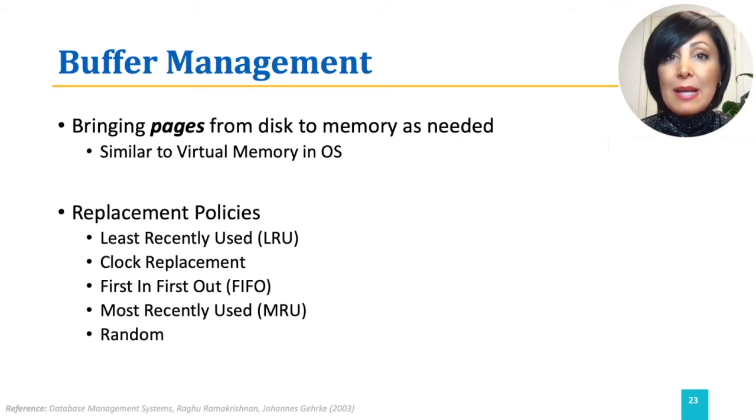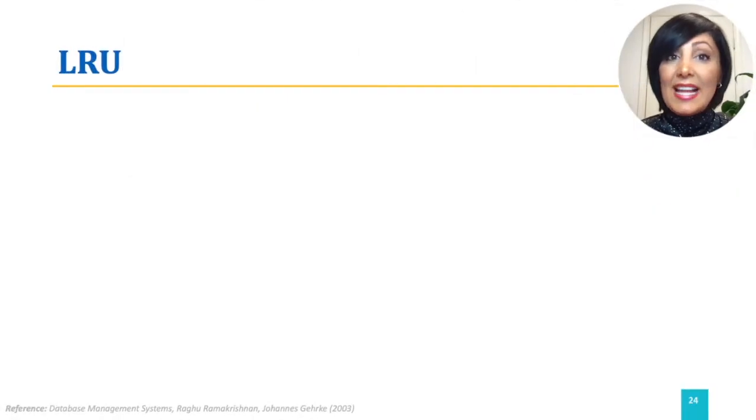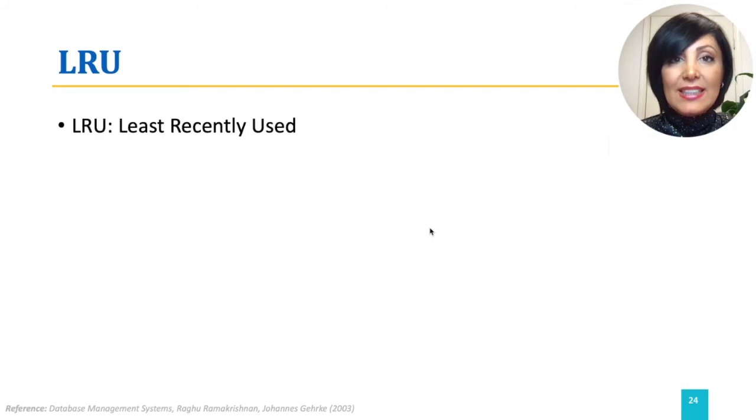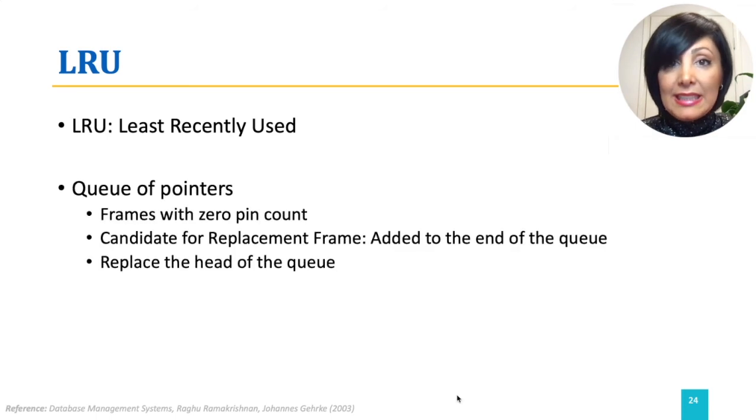Different replacement policies can be used by the database management system. Least recently used and clock replacement are among the famous ones. First in, first out, most recently used, and random are also among the different replacement policies. LRU stands for least recently used. In LRU, a queue of pointers is used to point to the pages with pin count of 0. Pages are added to this queue when they are completely released. Being released means they have the pin count of 0. When the page reaches the head of this queue, it is replaced.